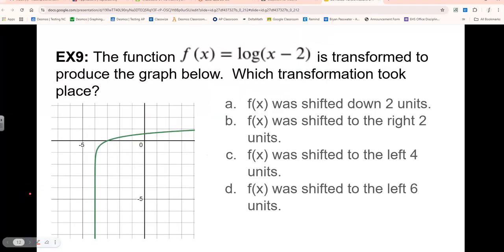Okay? And then the last one, Hunter, what'd you get for that last one? Okay, so we are starting with log of x minus 2. So that's what we're starting with. Okay? Actually, Zoe, I think I was talking to you about this one and I didn't read the whole question on that.